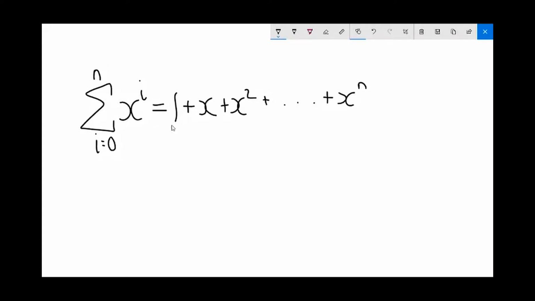So using the usual result for a geometric series, we know that this equals x to the power of n plus 1 minus 1 all over x minus 1. So if you're worried about how we got to this here, don't be. It is something that you just have to learn. If you do learn it, it will come in very useful throughout university.